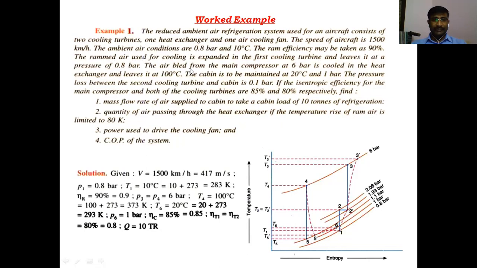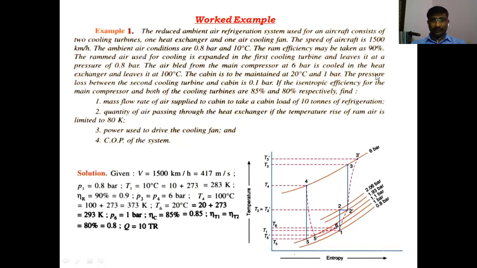The air bled from the main compressor at 6 bar, that is, the pressure after the main compressor is 6 bar, is cooled in the heat exchanger and leaves it at 100 degrees centigrade. The air temperature after the heat exchanger, that is point 4, is 100 degrees centigrade. The cabin is to be maintained at 20 degrees centigrade. The temperature in the cabin is taken as T6 here, 20 degrees centigrade, and the pressure of the cabin is 1 bar.